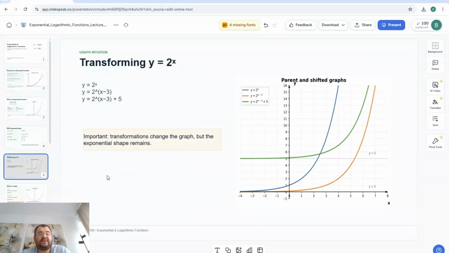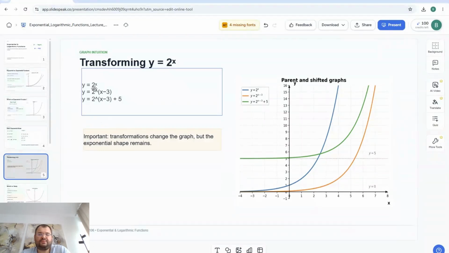So we have a base function, for example, 2 to the x function, but we can transform that function, and we can shift that function according to the values that we add or remove. We can shift it to the right on the x-axis, to the left on the x-axis, or up on the y-axis, or down on the y-axis.